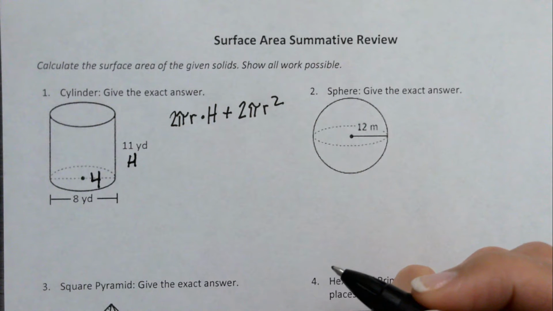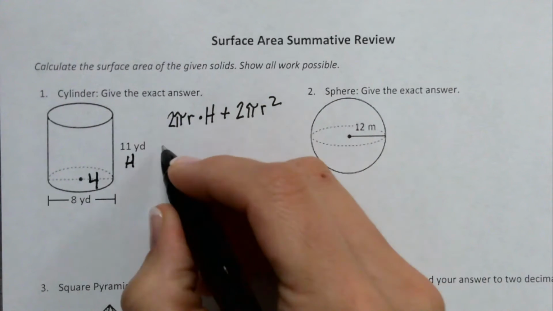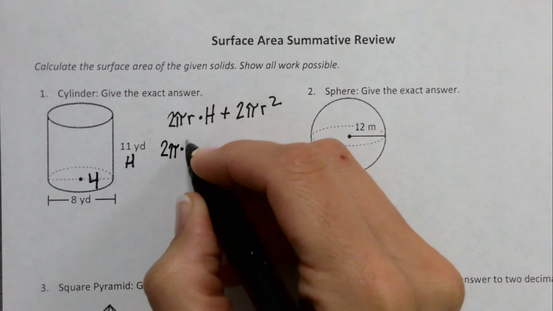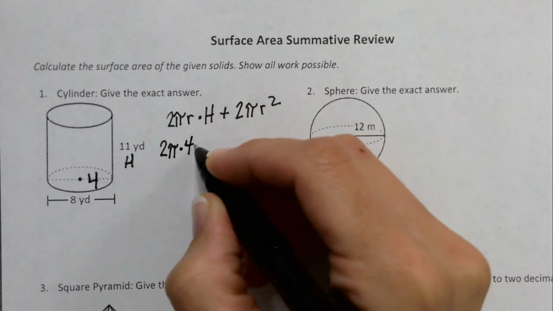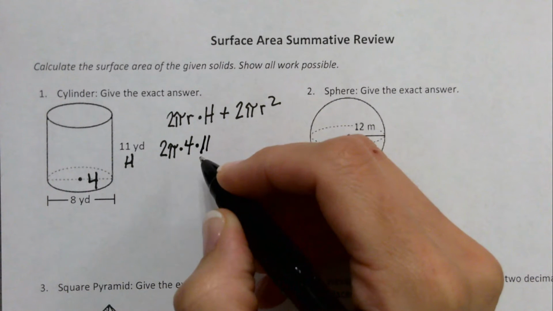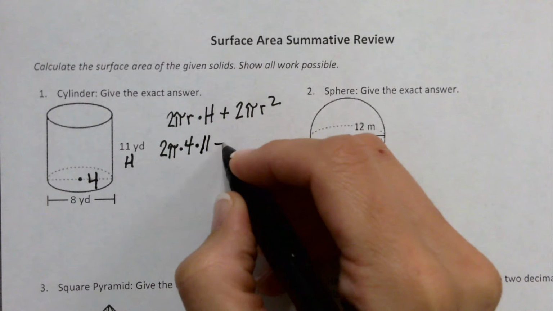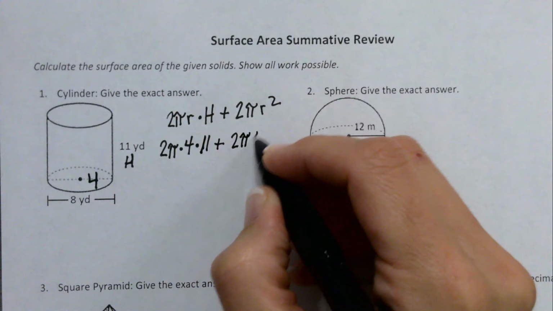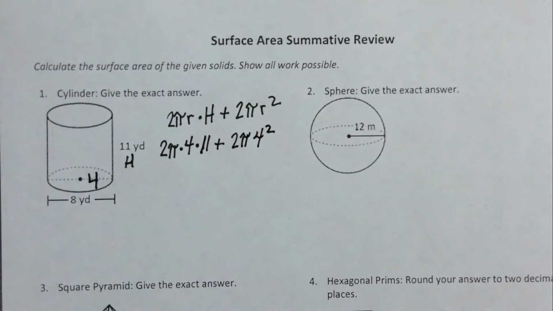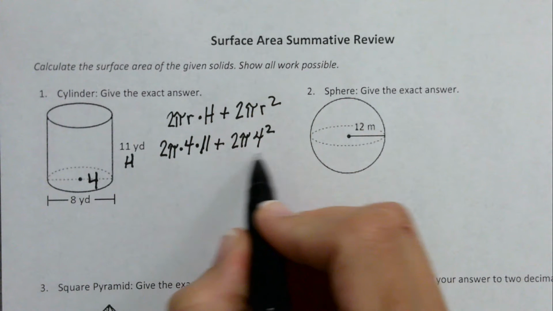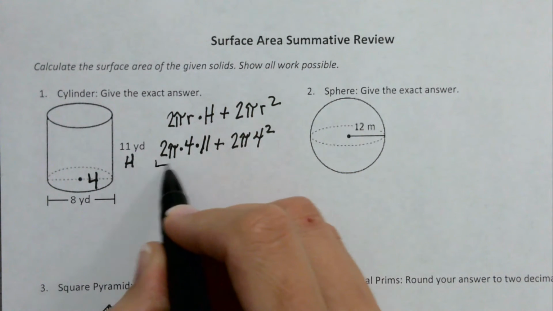When you put these into the problem, that'll be 2 pi times 4 times the height of 11 plus 2 pi 4 squared. When I type this into my calculator, I'm going to go ahead and put everything in, but if it's better for you to just do parts, I could do this part first.